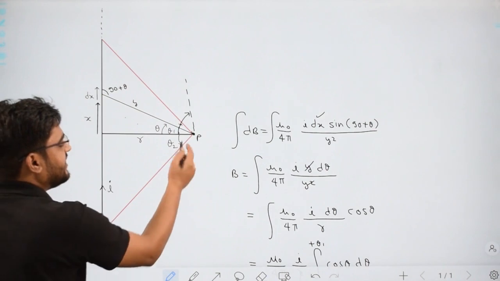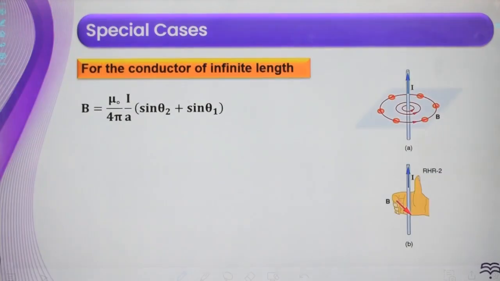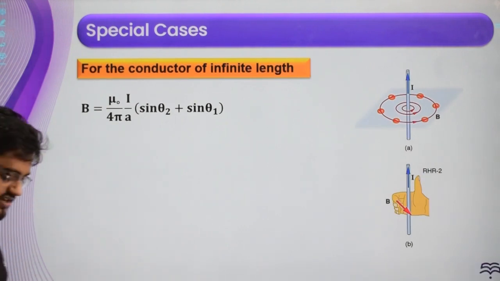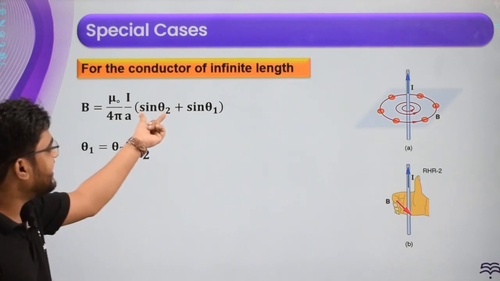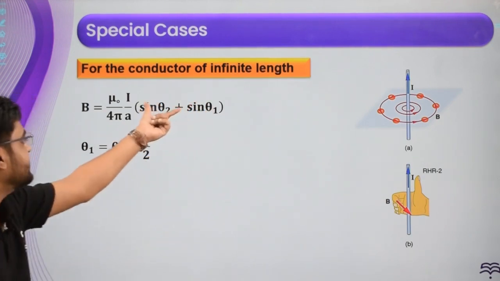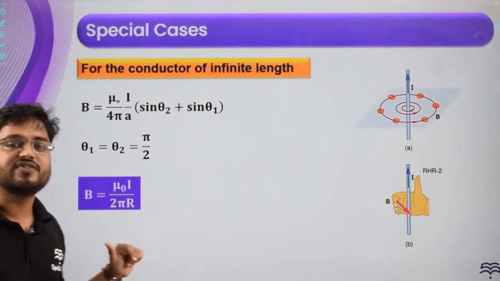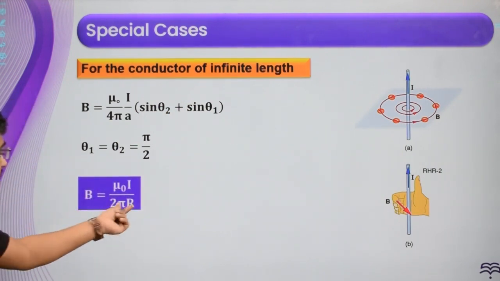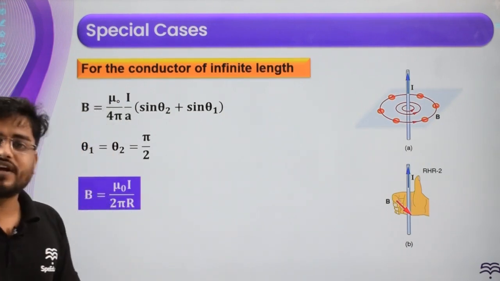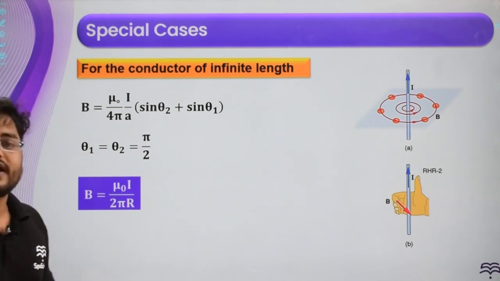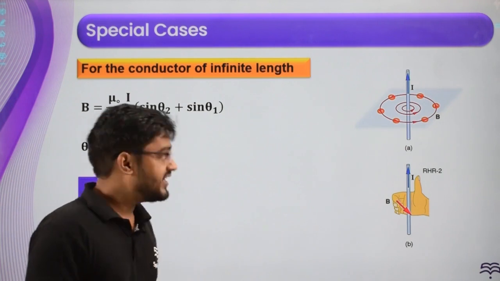It will become parallel, and theta 2 is also 90 degree. So we put both our theta 1 and theta 2 as 90 degree in this expression. Sine 90 plus sine 90 is 1 plus 1, so this is 2, and eventually we get mu naught I by 2 pi r. That's the expression, where r is the distance at which we have to get the magnetic field. So this is the magnetic field due to an infinite wire.